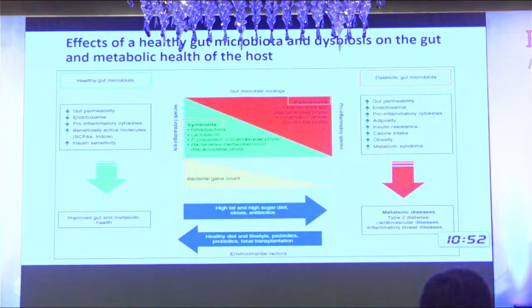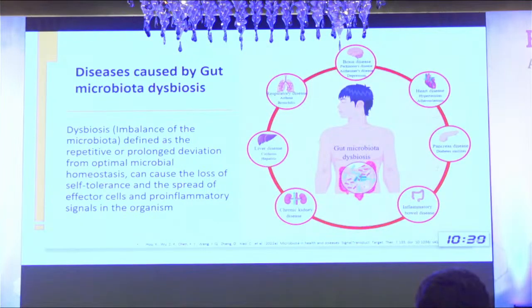Whereas on the other side, the pathobionts increase the gut permeability, with onset of endotoxemia, pro-inflammatory cytokines, increase in adiposity, increase in insulin resistance, and so on, and along with consumption of high-fat and high-sugar diets lead to metabolic diseases, type 2 diabetes, cardiovascular diseases, as well as inflammatory bowel disease. Now, this is how it can happen.